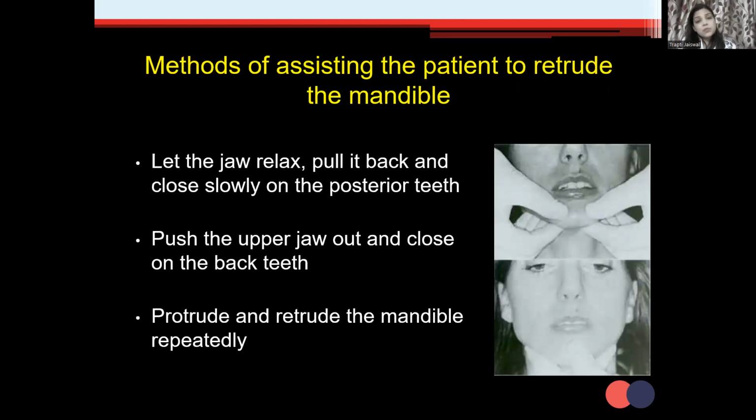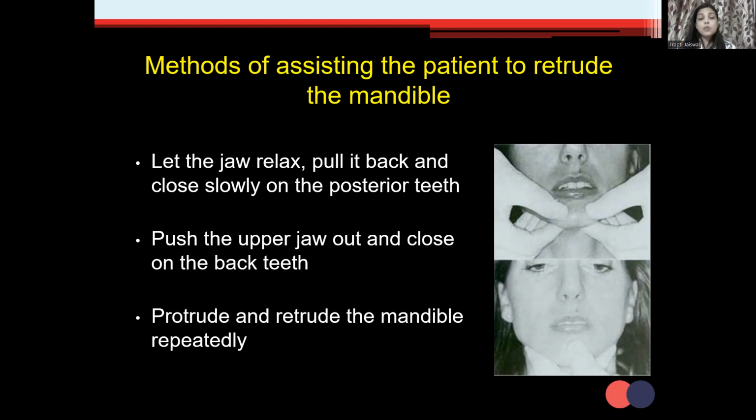So what are the methods of assisting the patient to retrude the mandible? These methods could be active or passive. Passive methods are done on the part of the patient, and active methods are done by the dentist. In passive methods, we instruct the patient and he performs the movements. So we ask the patient to relax his jaw, pull it back and close slowly on the posterior teeth. This is one of the methods.